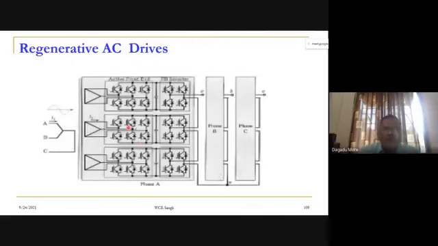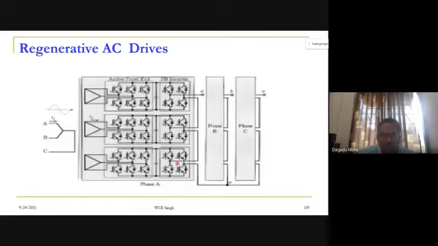Now here we are going for a regenerative AC drive. And how we get a simplification, if you see here, this is a multi-level inverter. What is it? The cascaded H-bridge multi-level inverter. One leg we have shown here. How many levels here? 3 plus 2 plus 2. So it will be a 7-level cascaded H-bridge multi-level inverter.